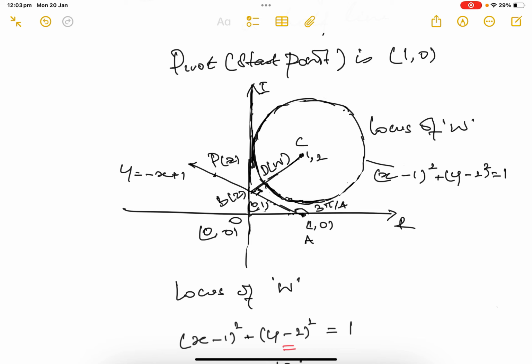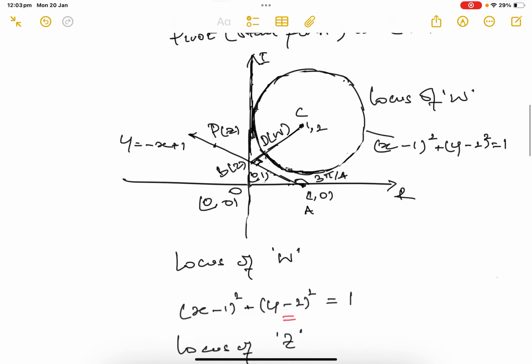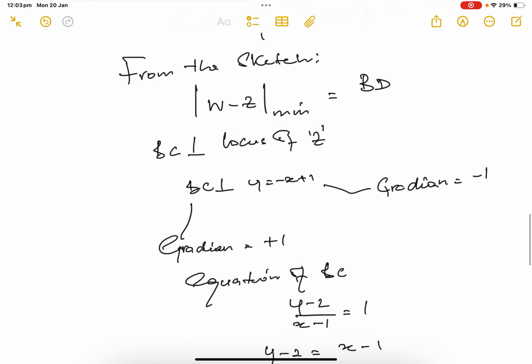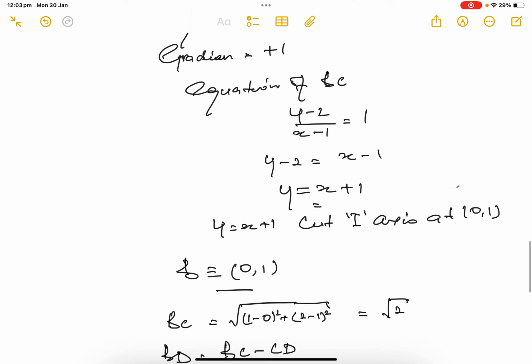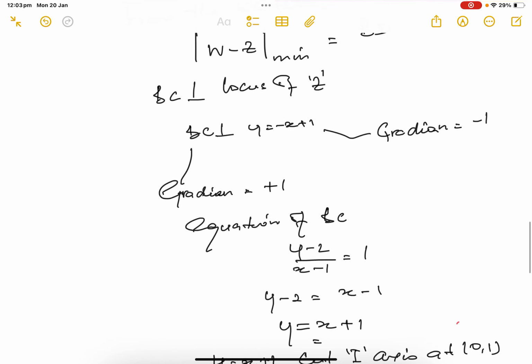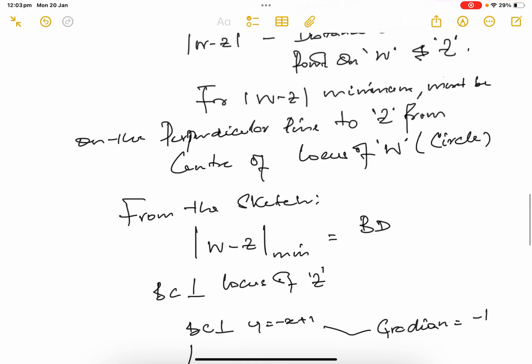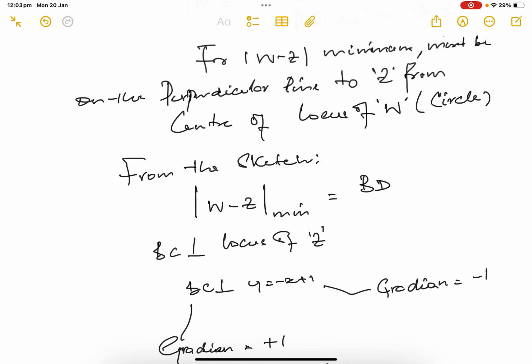So what we need to find, or what we have been asked to find, is BD, the distance of BD. So we have connected C to B, and we'll find the distance BD. From the sketch, as I said, the modulus of W minus Z, the minimum, is BD. This is the BD we need to find.